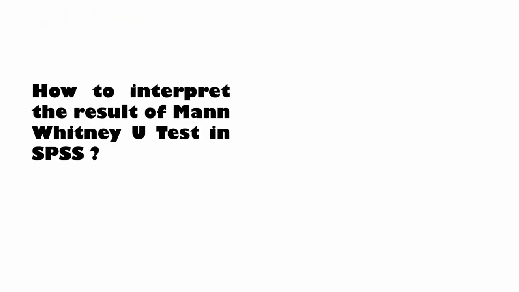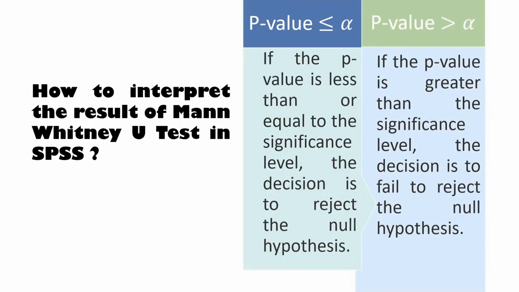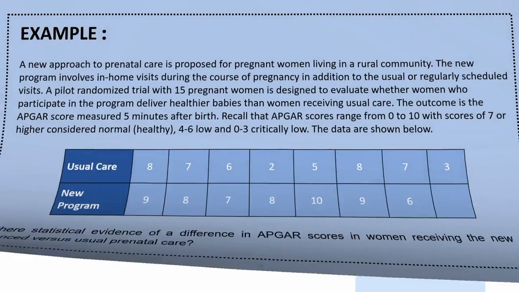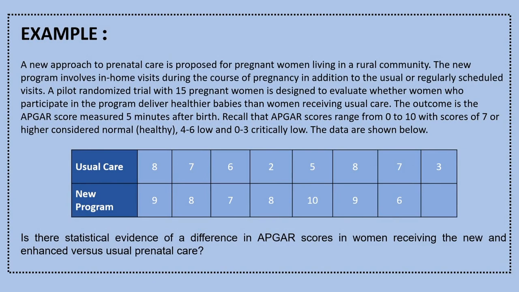So, how to interpret the result of the Mann-Whitney U test in SPSS? If the p-value is less than or equal to the significance level, the decision is to reject the null hypothesis, and if the p-value is greater than the significance level, the decision is to fail to reject the null hypothesis. Now let us do an example in SPSS.